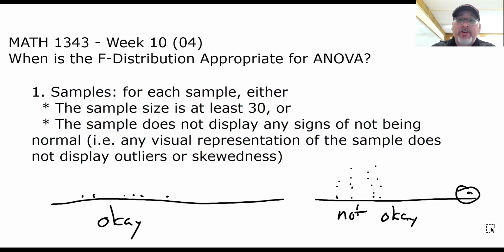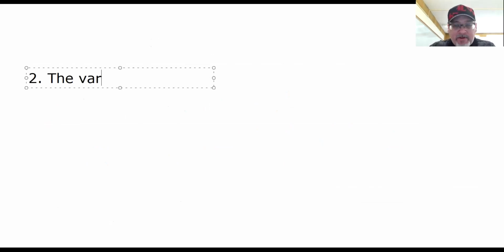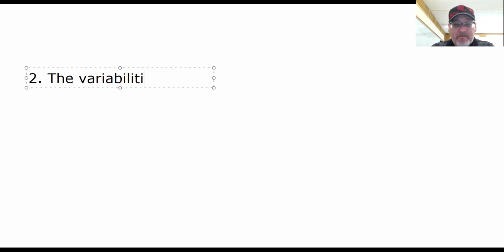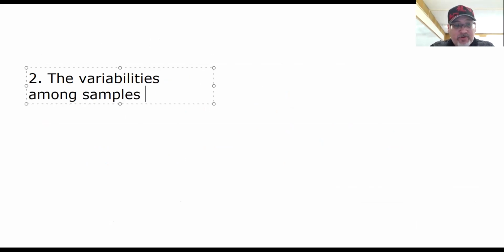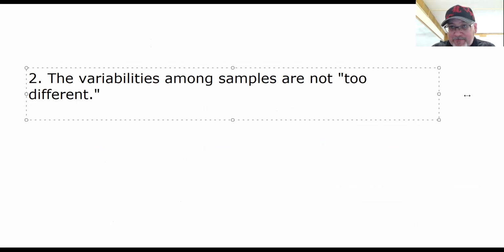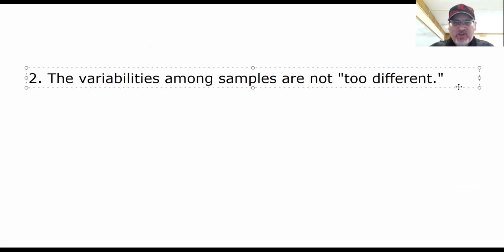So what's criteria number 2? Well, criteria number 2 has to do with the variability. The variability among samples is not, quote, too different. What does that mean? That's supposed to all be about being definitive and clear and rigidly defined. What do you mean, not too different?